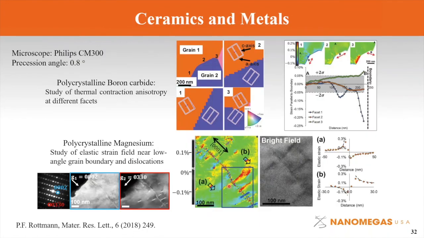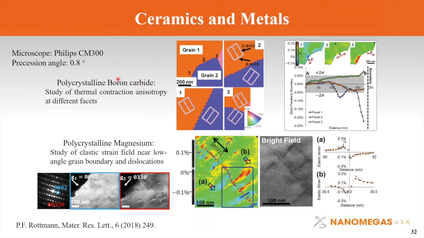Our technique can not only be applied to semiconductor materials, single crystalline materials, it can also be applied to polycrystalline materials. Shown here are two examples. One is ceramic on the top, boron carbide, and metal on the bottom, magnesium. So let's take a look at them.